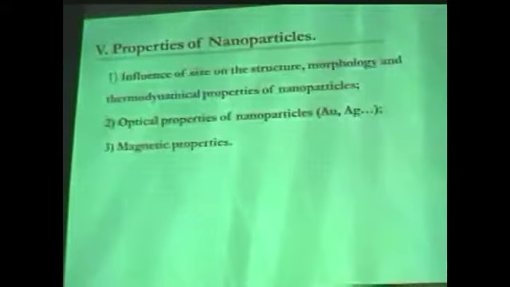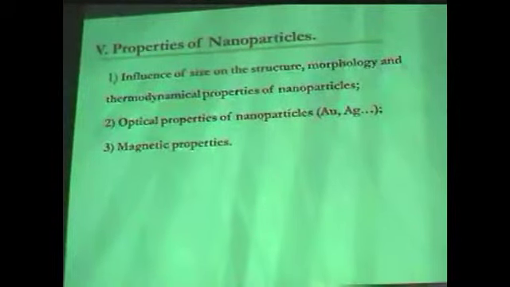So we have finalized our synthetic part, and now we will see the properties of nanoparticles. First of all, we will see the influence of size on the structure, morphology, and thermodynamical properties of nanoparticles. And after, I think today we can also discuss the optical properties of nanoparticles.